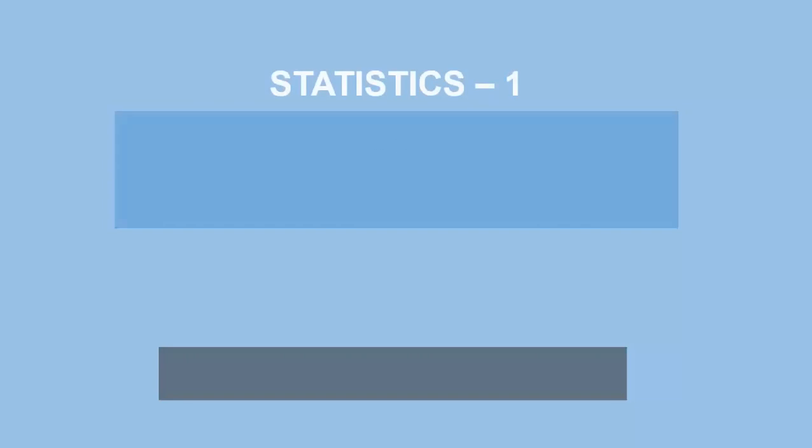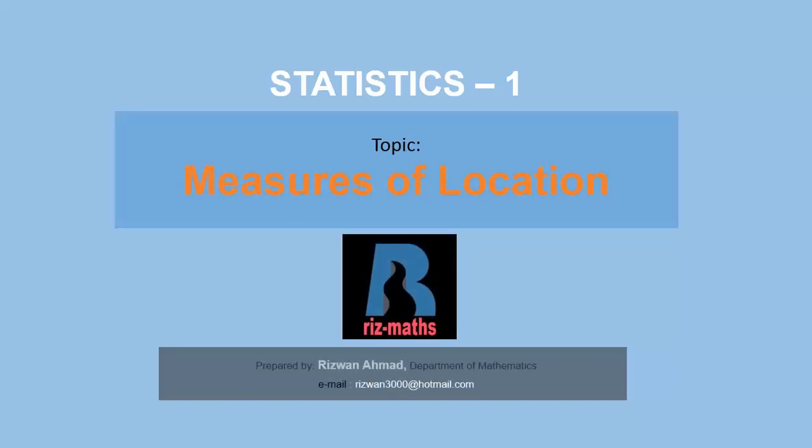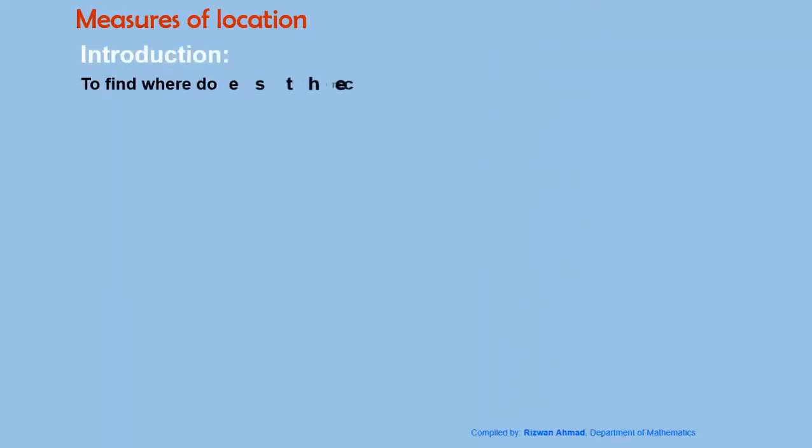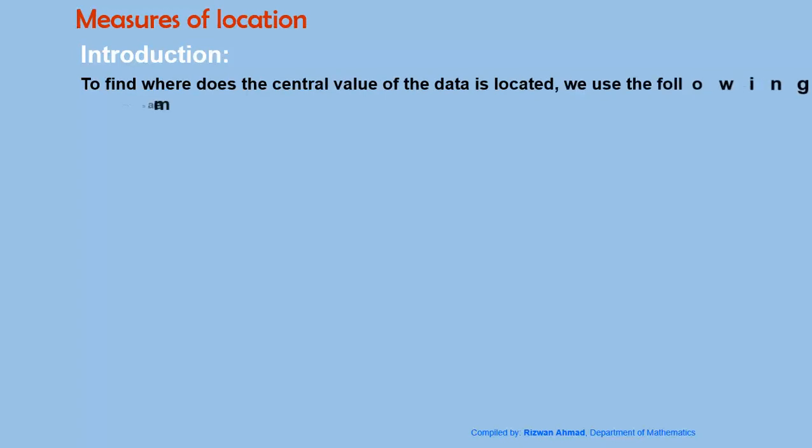In statistics, our next topic is measures of location. Measures of location is to find where the center value of the data is located. So we use the following measures of location: the mean, the median, the mode.